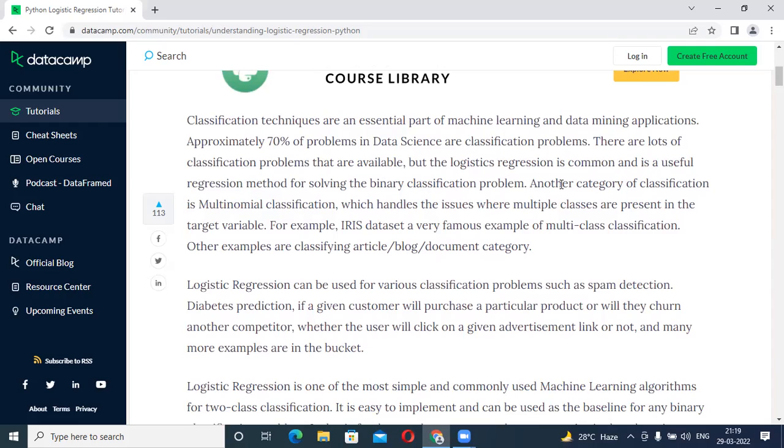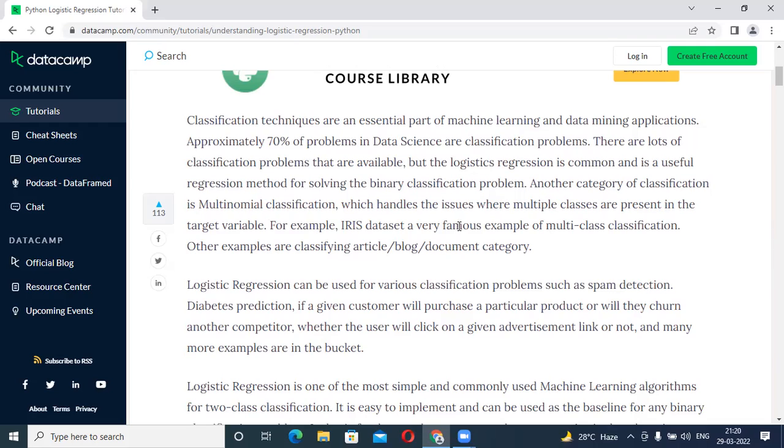But the logistic regression is a common and useful regression method for solving binary classification. Apart from random forest, decision tree, and KNN, the logistic regression is the most common one, and the most feasible one. It is a very common method by which we can solve a binary classification problem, because the values are dichotomous. That is, there are only two values, 0 and 1.